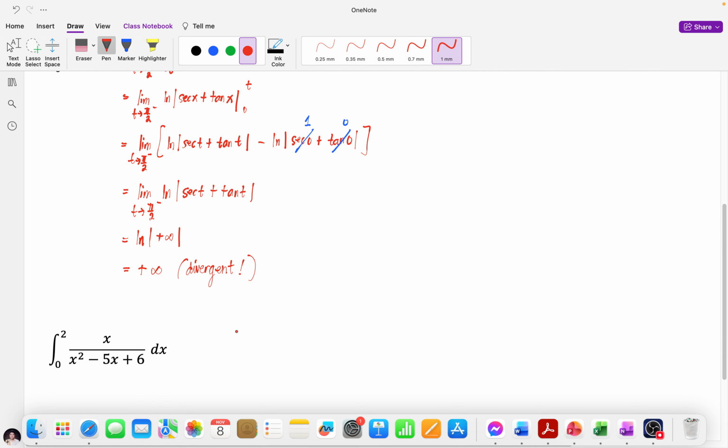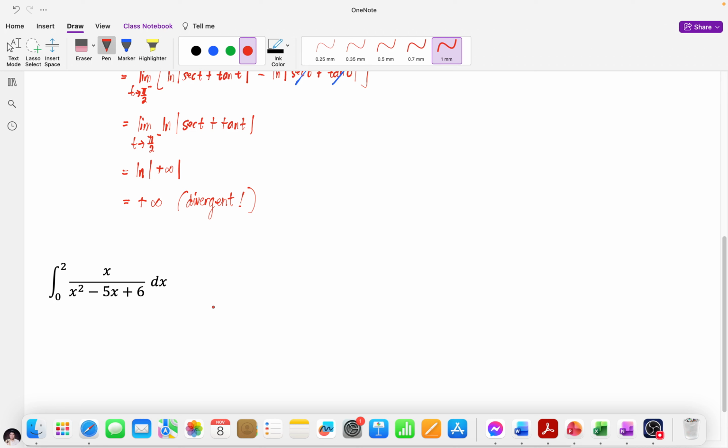Now let's try the second example here. So we have the integral of x over x squared minus 5x plus 6 dx from 0 to 2. Now take note, the denominator is factorable, so we can factor this one. So the factors are x minus 3 and x minus 2, right? dx. Now take note, when x is equal to 2, the denominator will become 0. So the integrand will become discontinuous at x equal to 2.